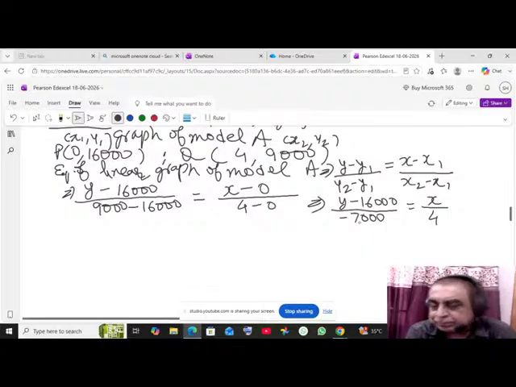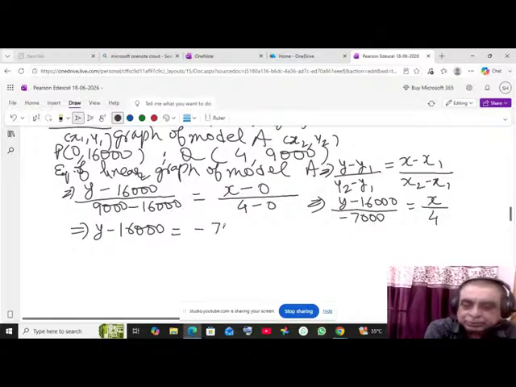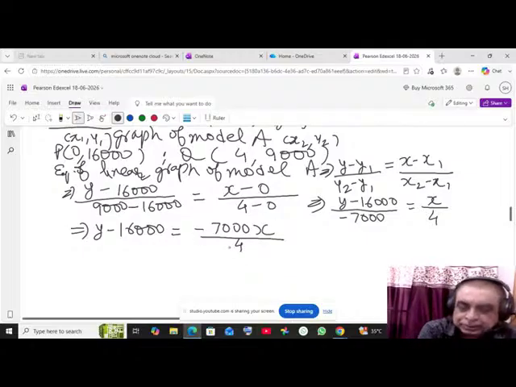Now I am taking this minus 7,000 to the right side. So this becomes y minus 16,000 equals minus 7,000 times x, whole divided by 4. Now divide 7,000 by 4. So 4 divided by 4 is 1, carry 3.